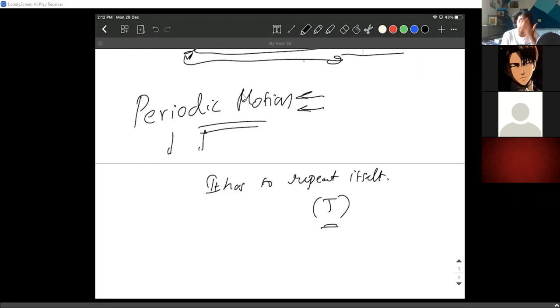You might have come across the idea called periodic functions already, right? They repeat themselves after a specific interval. Periodic motion is also motion where it repeats itself. The way it moves, it simply repeats itself after a specific interval.